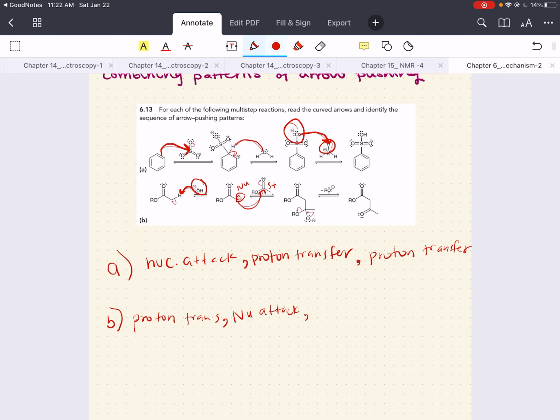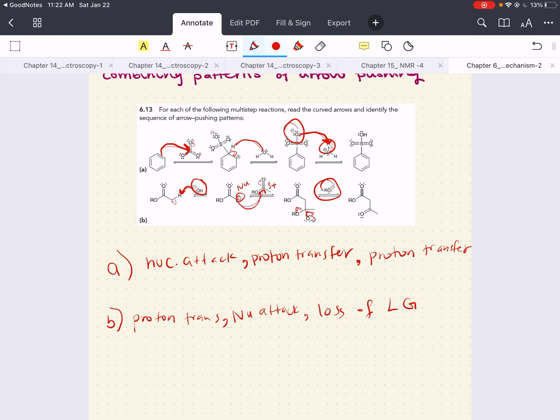Then, as a last step, our arrows are moving our electron density to kick out this group ultimately. So this is a loss of a leaving group. So this is kind of how you want to work through these multi-step reactions.